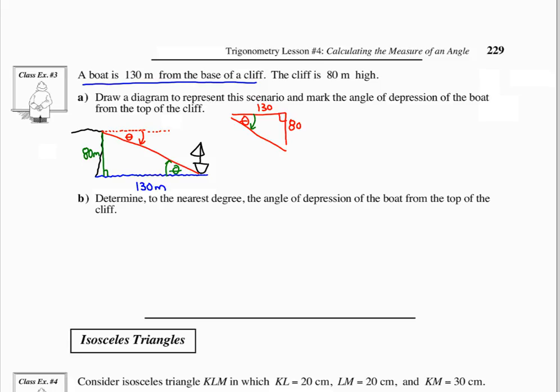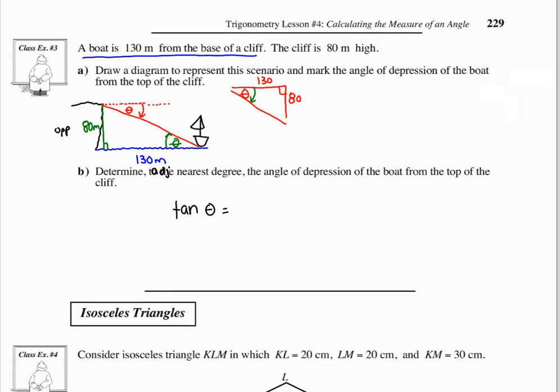I'll do the bottom triangle and find elevation. It's equivalent. Okay? All right, so let's do it. Which ratio are we going to use? Tan, because we have opposite and adjacent. Tan theta equals what divided by what? 80 divided by 130, opposite over adjacent, and we have to take the inverse, to the nearest degree.